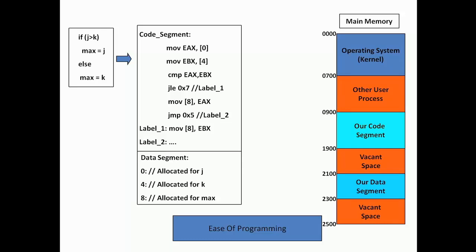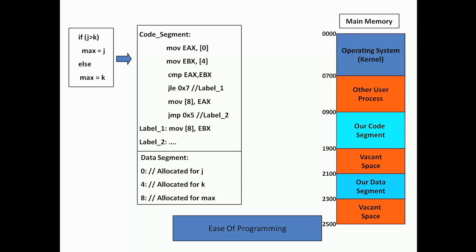So, now what happens? Move EBX comma 8. EBX is what? K, right. EBX stores k. So, move the value of k to 8. What is 8? Max. Okay, you are getting this? So, if j is less than or equal to k, make k the maximum. This JLE 0x7 will not execute when EAX is greater than EBX, that is when j is greater than k.